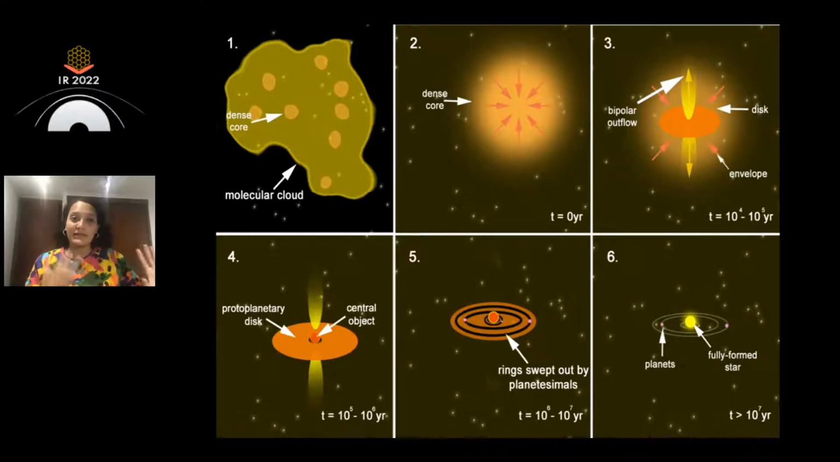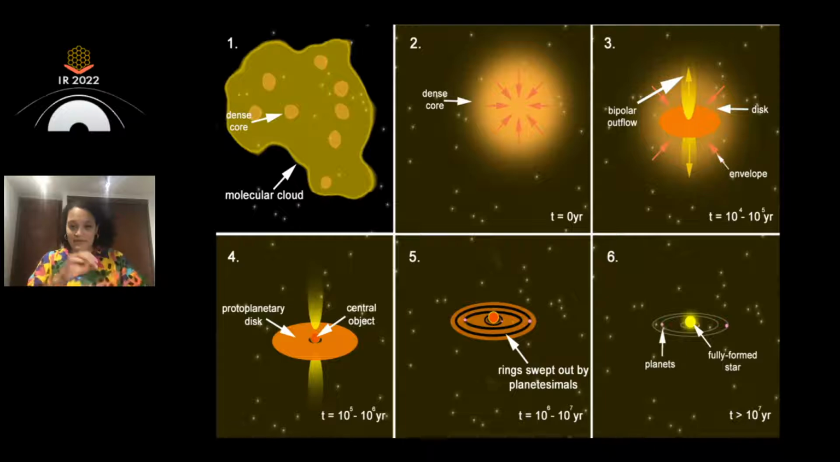Now, in the same way that the molecular cloud wasn't uniformly dense, it wasn't just completely smooth, this disk also isn't going to be completely smooth. And so wherever there is slightly more material, that will again attract more material to it under the force of gravity.